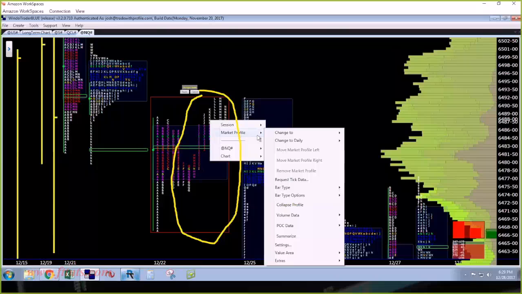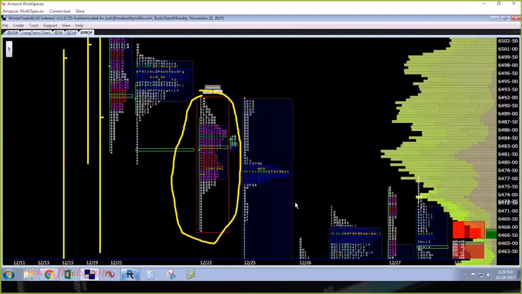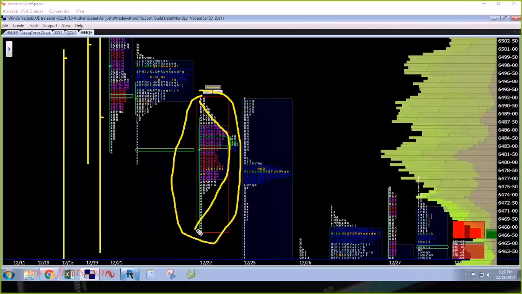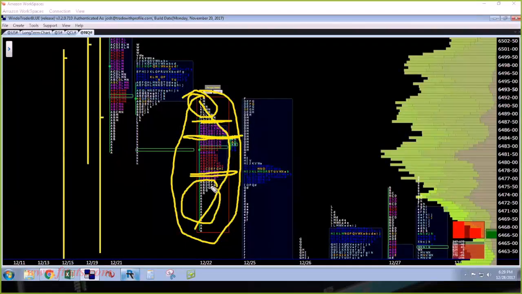But then when you collapse it, you start to see that it takes on the shape of a bell curve, and it actually has a statistical mean. We call this a point of control. Then there's a value area around that where 70% of that trade took place. So all of the prices up here were above value, and all the prices below here were below value on that day.